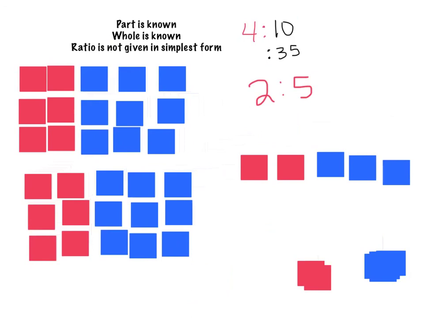So now I can figure out the part. So if I have 35 altogether, I just need to count the pink. So I have 1, 2, 3, 4, 5, 6, 7, 8, 9, 10, 11, 12, 13, 14. So I have 14 pink out of 35 altogether. A simpler way to do this, if you recognize that this is not in its simplest form, is to actually reduce that first and then go ahead and try to solve the problem the way that you've learned how.